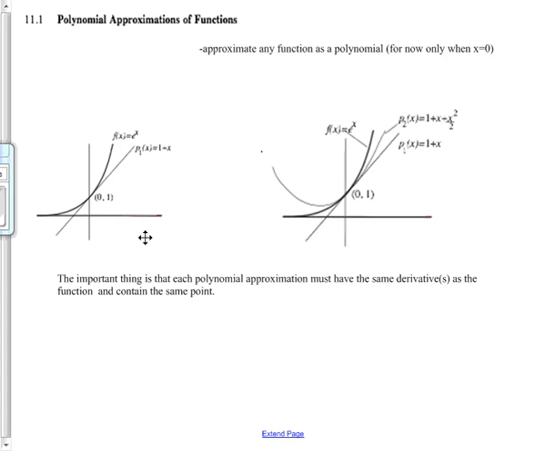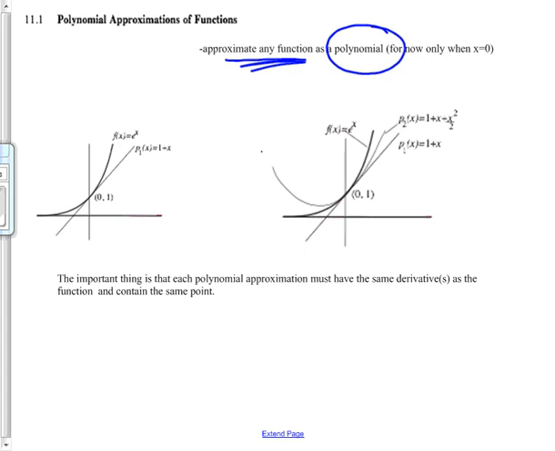All right, so now we're going to start looking at a new idea, and it will get combined with Chapter 10, but this will seem pretty new at first. The focus of what we're going to be doing today is to take any function. We're going to approximate any function as a polynomial.